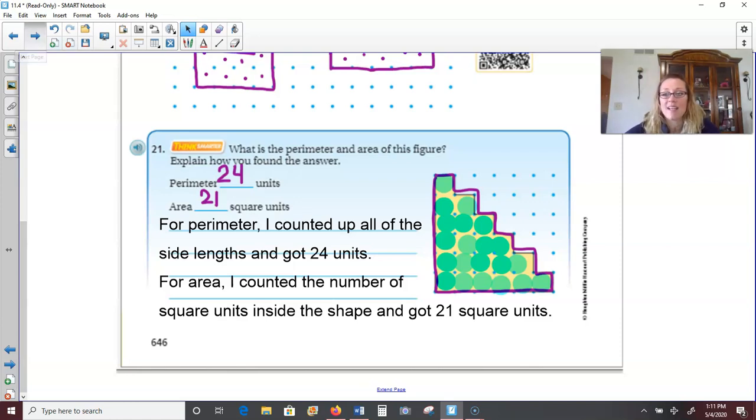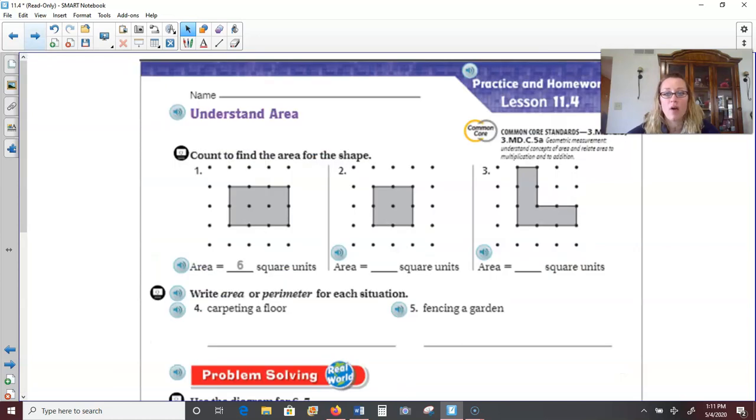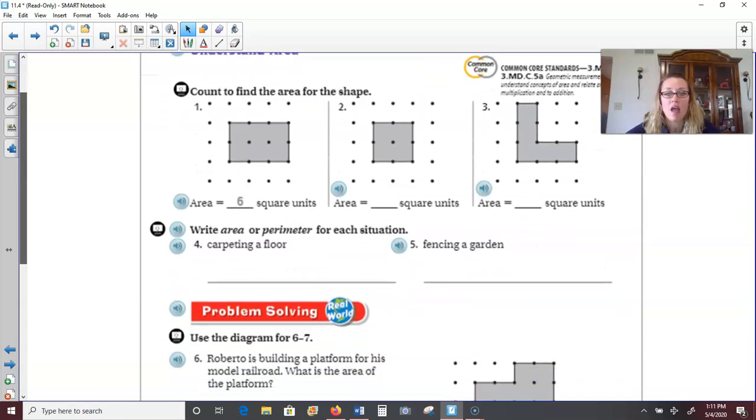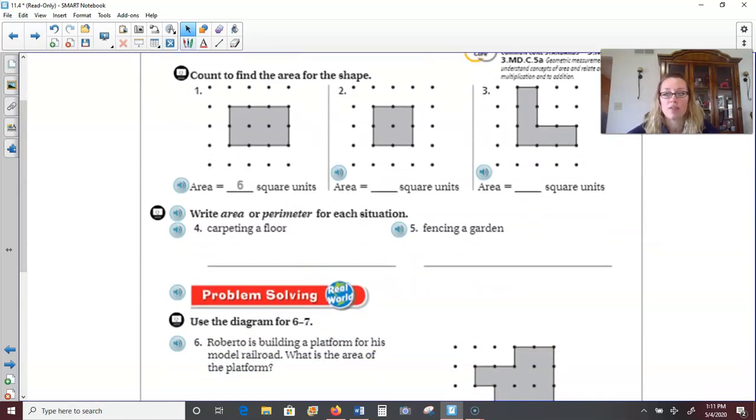All right. Boys and girls, we are at the home stretch, practice and homework. So let's test what we learned in this lesson. As always, number 1 is done for us. So number 2, finding the area of the shape, count the square units. And I counted 4. On number 3, 1, 2, 3, 4, 5, 5 square units, good to go.